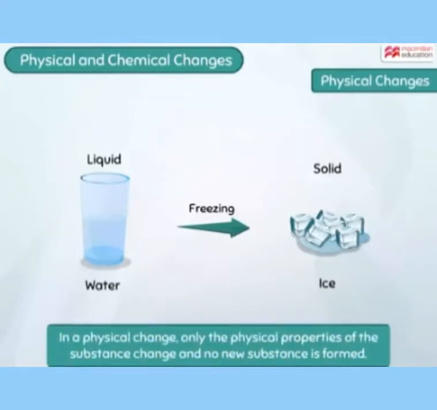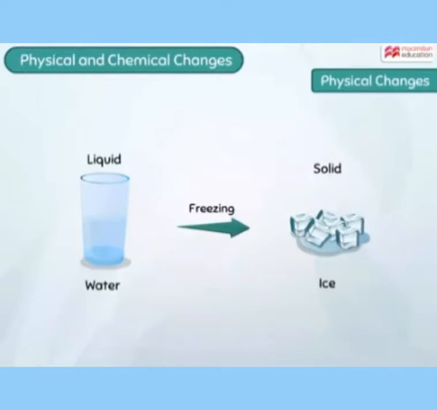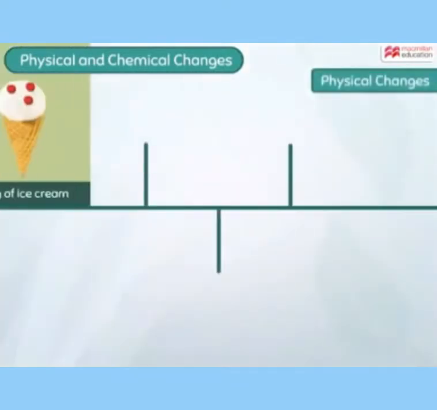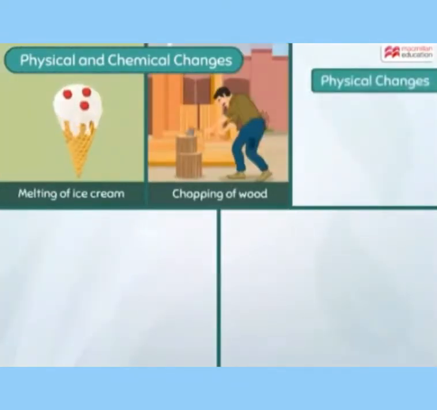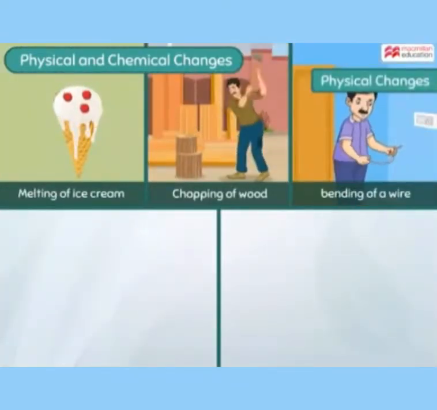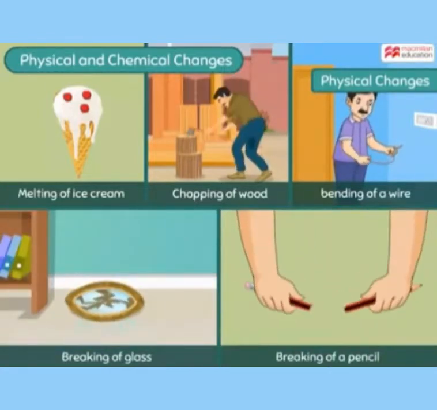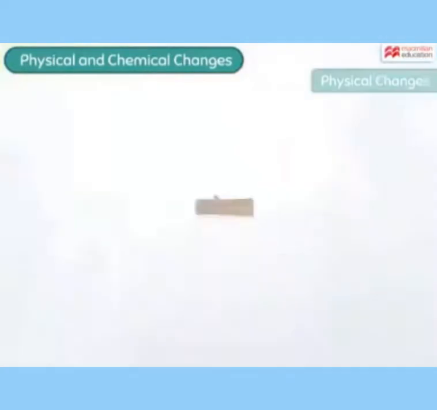the same. So such a change in which only the physical properties of a substance change and no new molecule is formed is called a physical change. Similarly, ice can also be changed back into water simply by heating it. So it means that physical changes are also called reversible changes. For example, melting of ice cream, bending of a wire, breaking of a glass, breaking of a pencil. All these are physical changes.